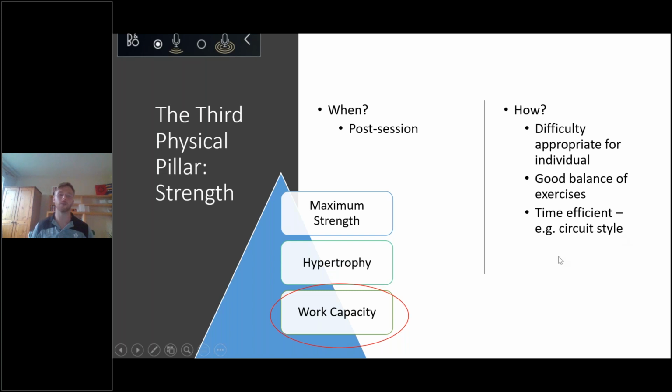So making this into some form of circuit style training can be really effective, especially in the winter period. One, it keeps the session short. Two, it helps the athletes think that they worked hard and makes the session a little bit more challenging, especially if all you've got access to is bodyweight type stuff.